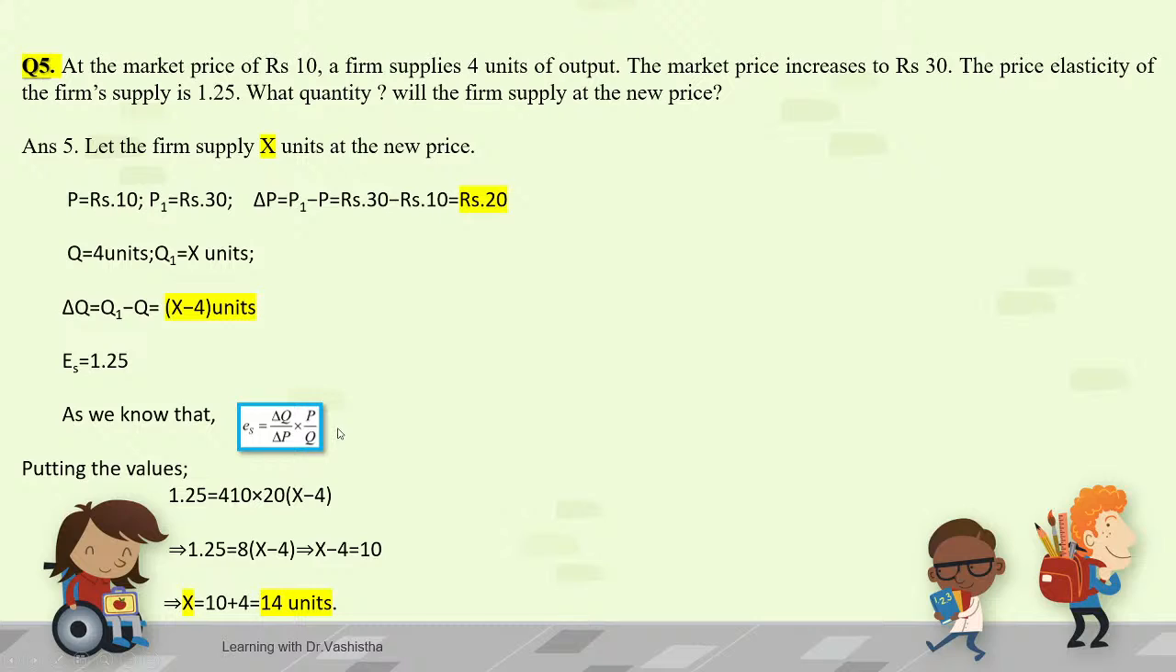So using the formula again, which we have been using in the last few questions, we'll simply put the values. Q1 is the new quantity. Delta Q is X minus 4, delta P is 20, initial P is given as 10 and Q is given as 4. So we'll put the values and find the value of X, which comes out to be 14 units. So this is simply how you do it.